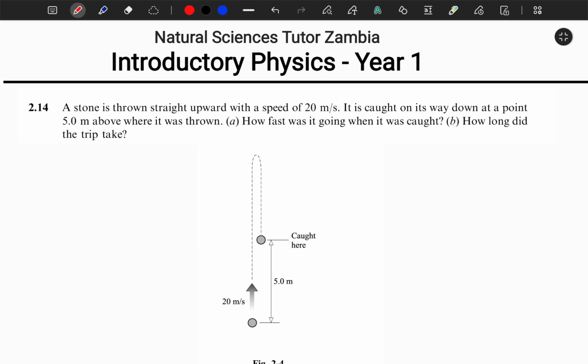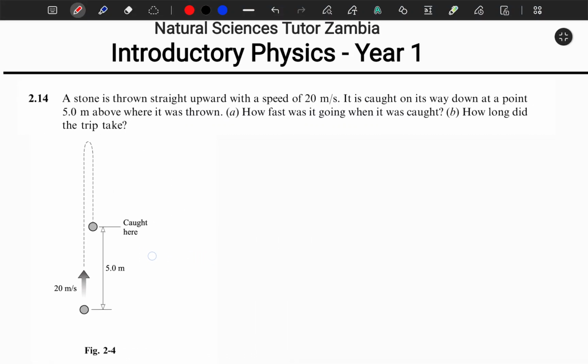A stone is thrown straight upward with a speed of 20 meters per second. It is caught on its way down at a point 5 meters above where it was thrown. How fast was it going when it was caught? And how long did the trip take? So here we will need to think a bit. All right, it's quite easy.